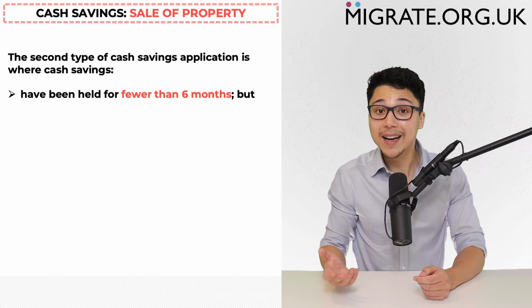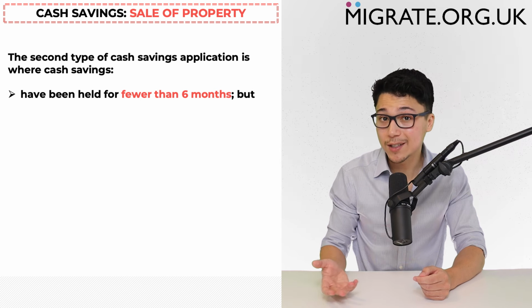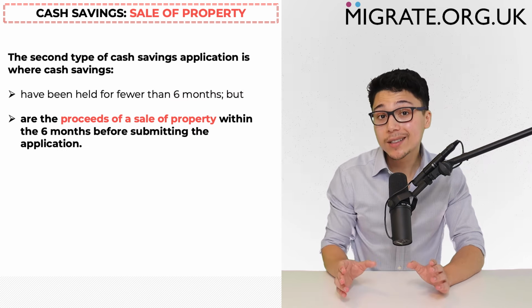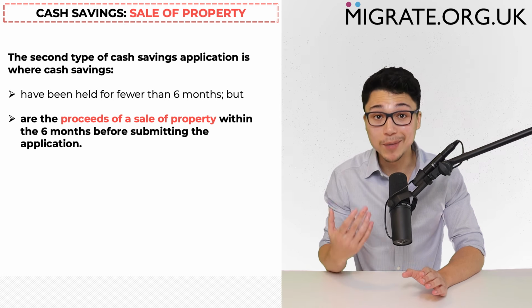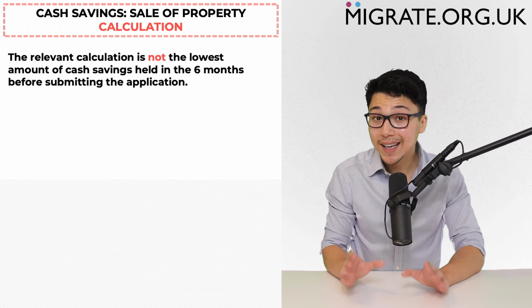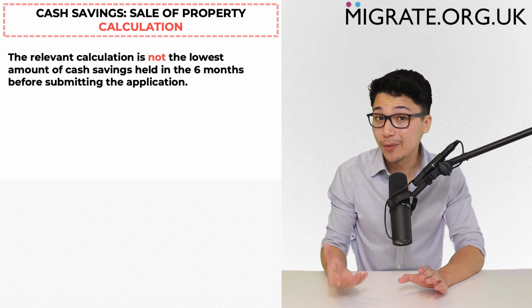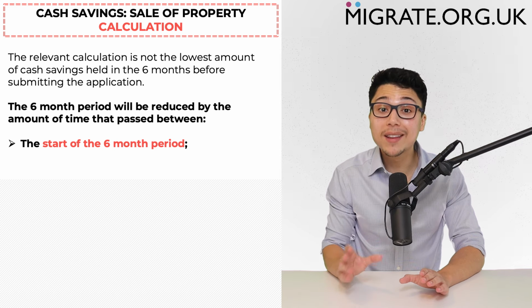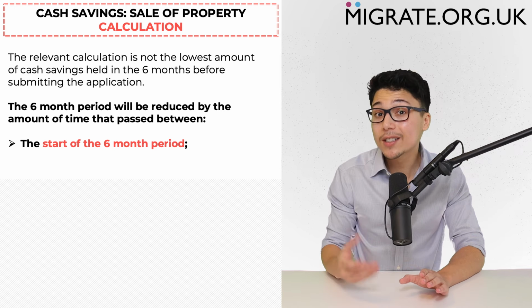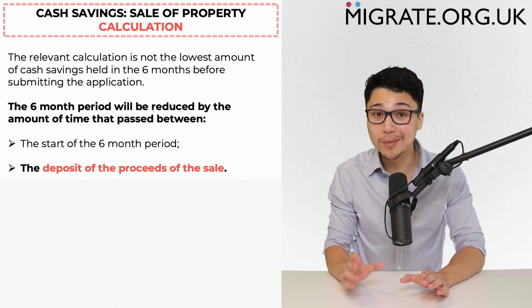The second type of cash savings application is where cash savings have been held for fewer than 6 months when the application is submitted, but are the proceeds of a sale of property within the 6 months before submitting the application. The relevant calculation here is not the lowest amount of cash savings held in the 6 months before submitting the application. Rather, the 6-month period will be reduced by the amount of time that passed between the start of the 6-month period and the deposit of the proceeds of the property sale.